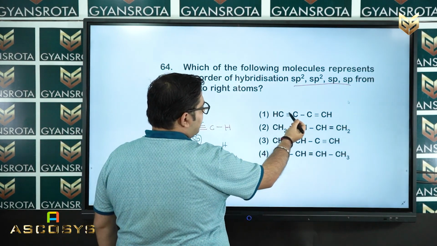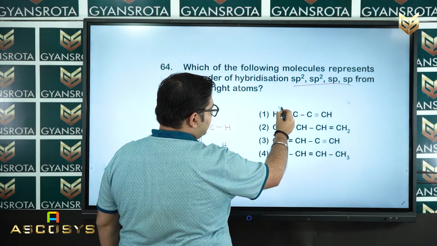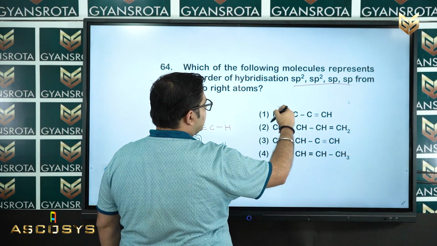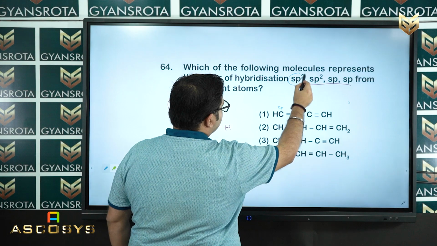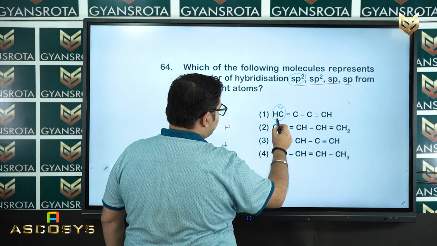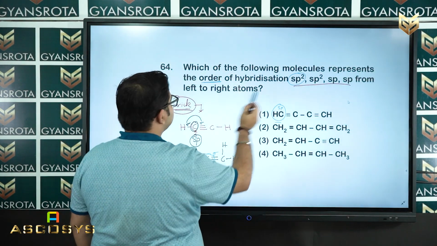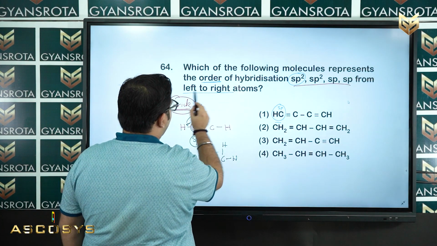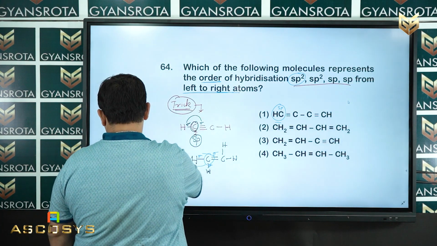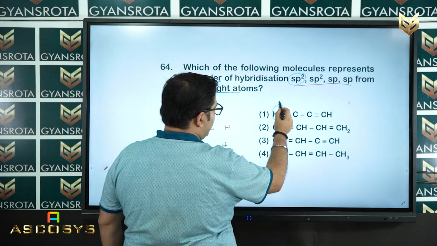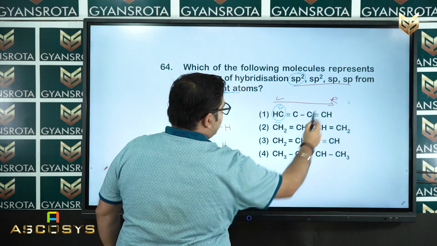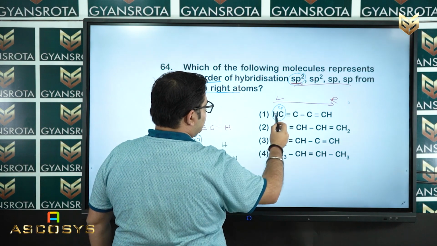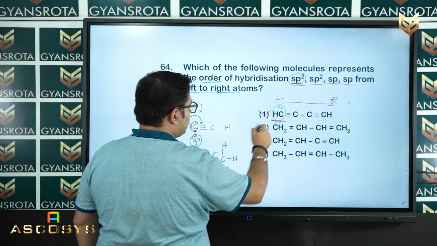See here 1 sigma, 1 sigma. So, this carbon is sp. So, it is not possible because they give you the order, the first should come as sp2, but here the first comes as sp, and they also mention the direction, that is left to right. So, moving left to right the first should come as sp2. Here it comes as sp. So, this is not our option.